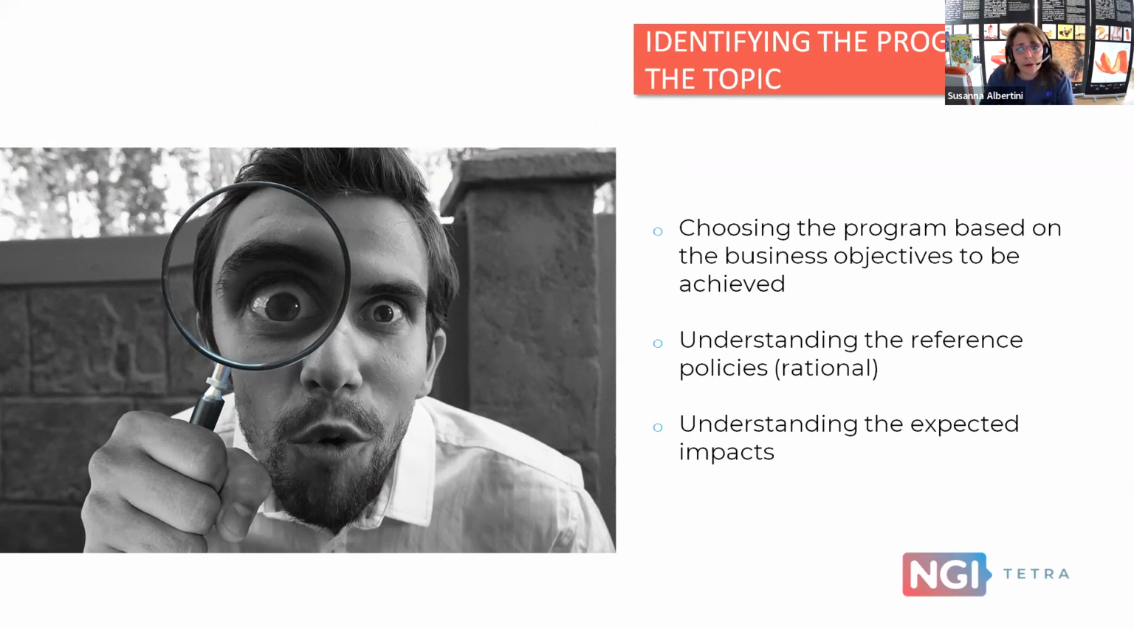So how to identify the program and the topic to apply? Of course, again, I would like to highlight the first concept: have very clear in mind what your business objectives are and go for this. Therefore, you have to understand what the policies are. And again, there are several policies you have to take into consideration. And you have to understand what the expected impacts are. So what the Commission would like to achieve by giving you this money, because of course they don't give this money for free. They give this money because they respond to a bigger vision, a growth vision, or maybe a societal or environmental impact. So you have to take all these impacts into consideration.